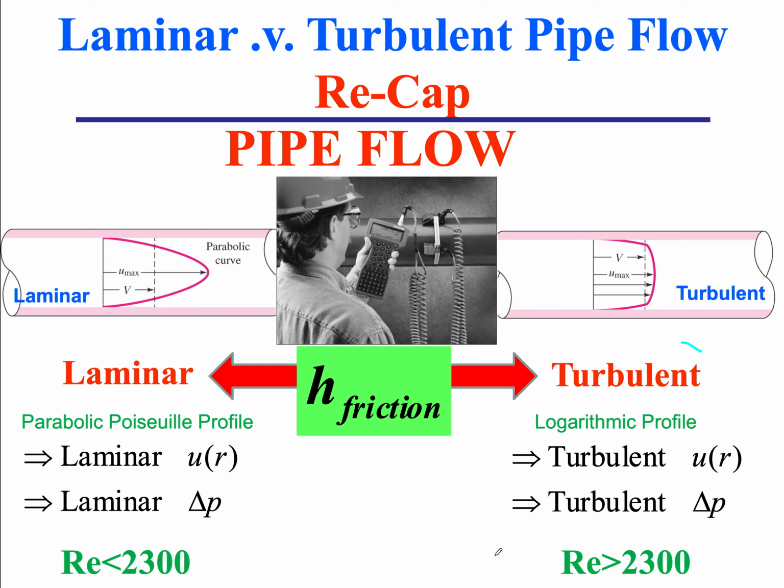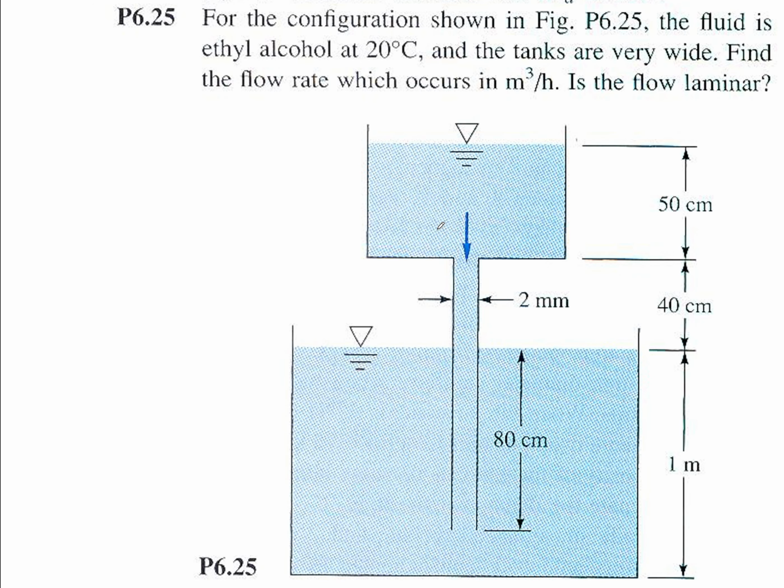Hello. So now that we know how to compute the friction head loss and knowing that there is laminar type of flow and there's turbulent type of flow, let's do some problems. So in this one you have two reservoirs that are connected by a pipe.